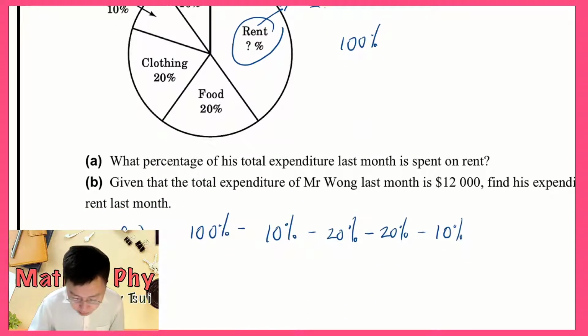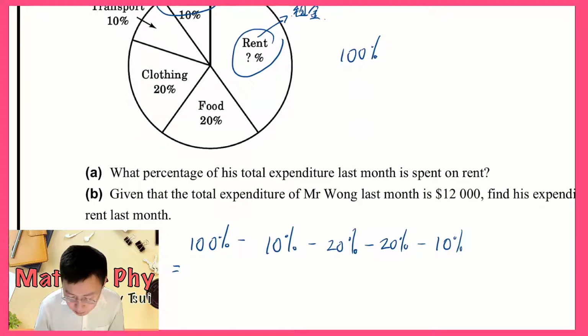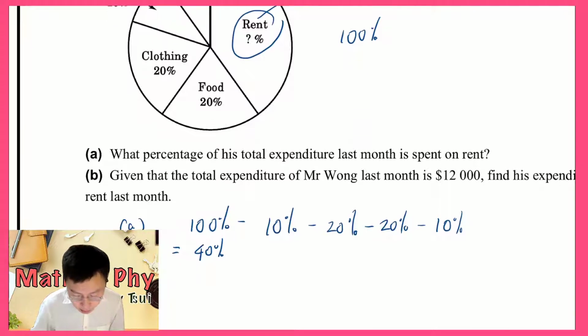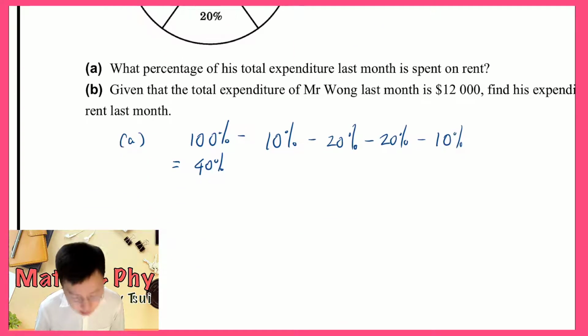All right, so that we can find out the percentage for the rent. So 10% plus 20% plus 20% plus 10% equals 60%. So 100% minus 60% equals 40%. All right, so we find out the percentage of the rent.